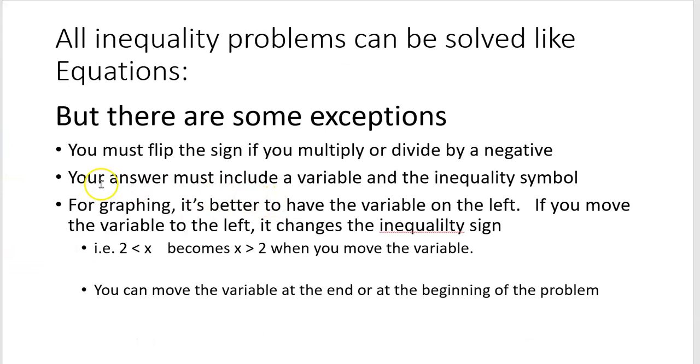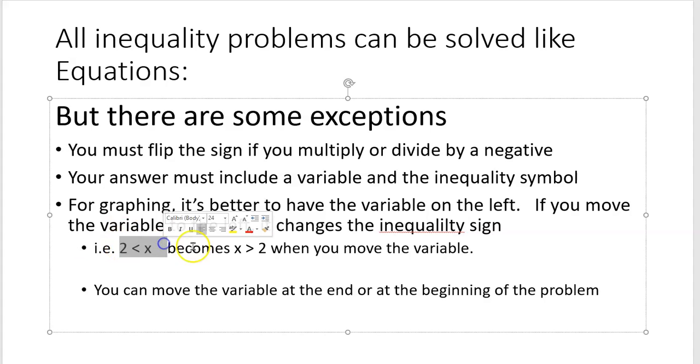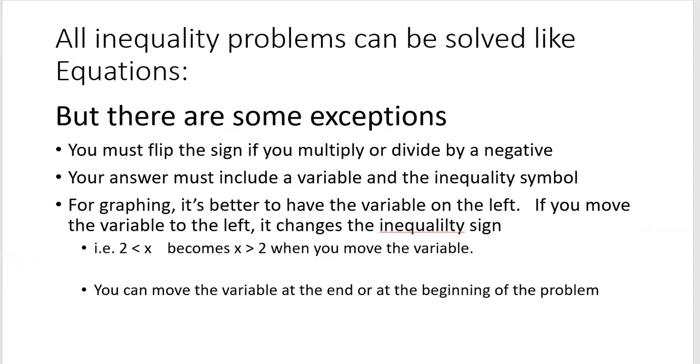Next, all inequality problems can be solved like equations, but there are some exceptions as we're doing these. First, you must flip the sign if you multiply or divide by a negative. You have to include a variable and the inequality symbol, and it's better to have the variable on the left. If you move the variable to the left, change the inequality sign. For example, 2 is less than x is the same thing as x is greater than 2 because you move the variable. You can move the variable at the end of the problem or at the beginning of the problem.